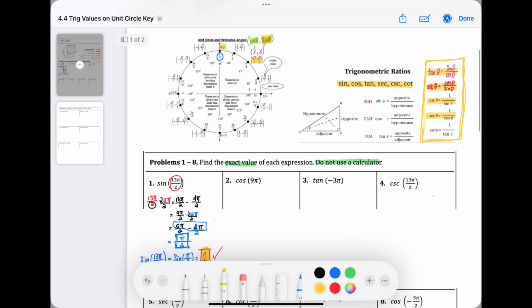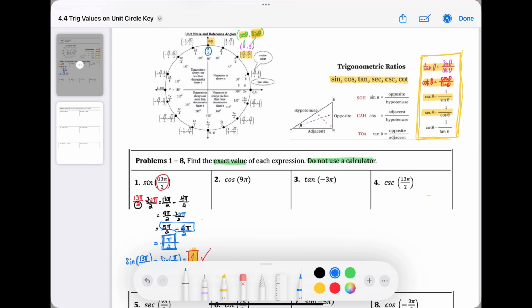Good. Moving on. Number 2, cosine of 9 pi. You know that there is no 9 pi on the unit circle, too big. So I'm going to minus 2 pi. 9 pi minus 2 pi is 7 pi. Well, too big. So continue minus 2 pi. Okay, that will give me 5 pi. Well, too big. Continue minus 2 pi. That gives me 3 pi. Well, too big. Continue minus 2 pi. What do I got? I got pi left.